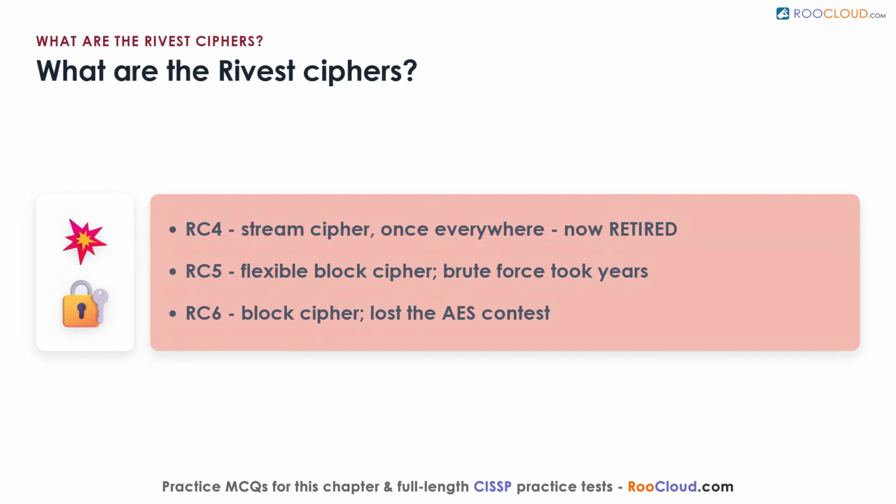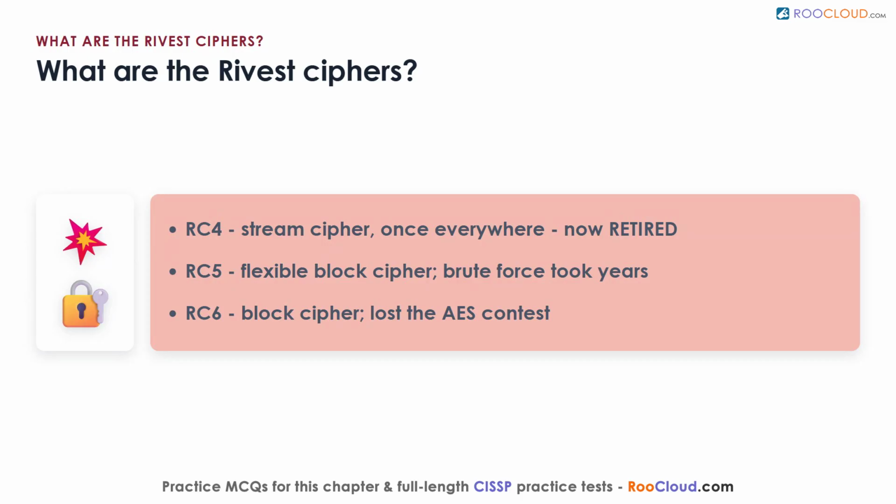What are the Rivest ciphers, and where do they stand? They are a family of related algorithms with very different fates. The fourth, a stream cipher, was once everywhere, baked into old wireless and web security protocols, but a run of attacks made it insecure and it is now retired. The fifth is a block cipher with flexible sizes that stood up to a brute force cracking effort that took years to break just one message.